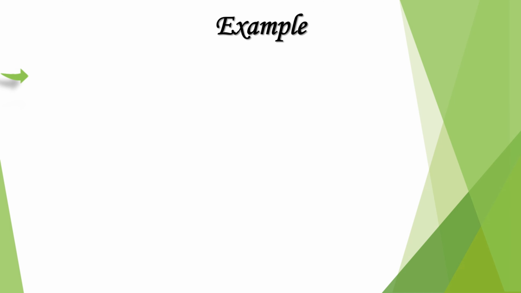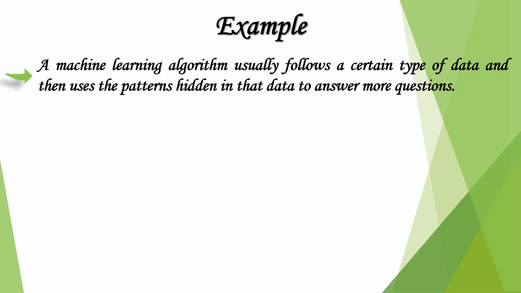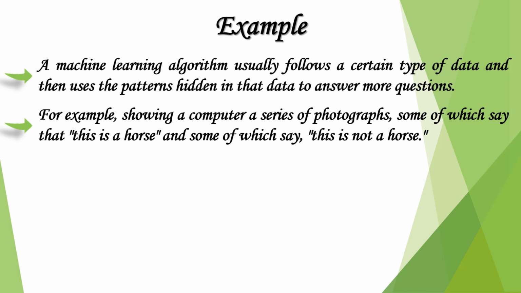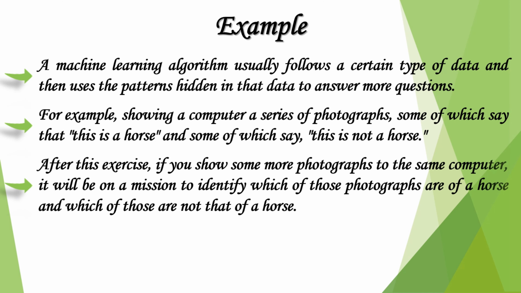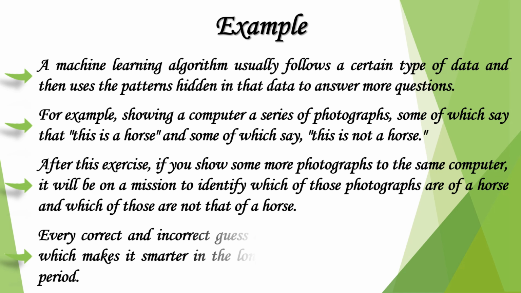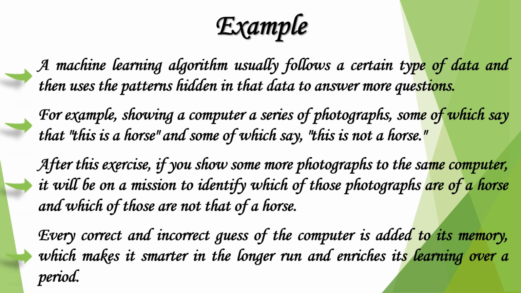Example: a machine learning algorithm usually follows a certain type of data and then uses the patterns hidden in that data to answer more questions. For example, showing a computer a series of photographs, some of which say, this is a horse, and some of which say, this is not a horse. After this exercise, if you show some more photographs to the same computer, it will be on a mission to identify which of those photographs are of a horse and which are not. Every correct and incorrect guess of the computer is added to its memory, which makes it smarter in the longer run and enriches its learning over a period.